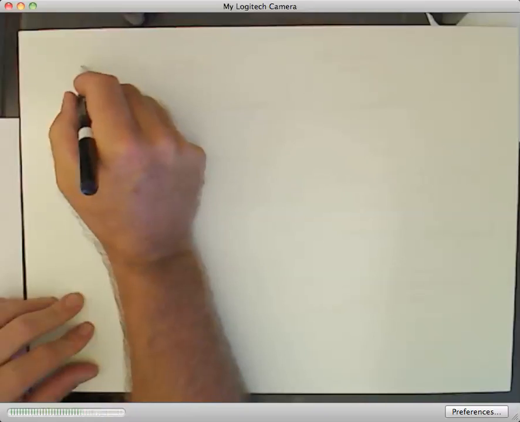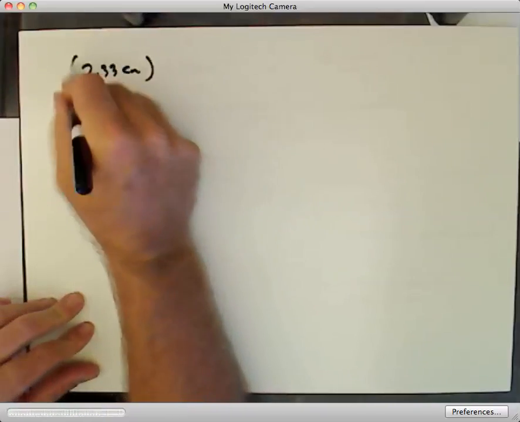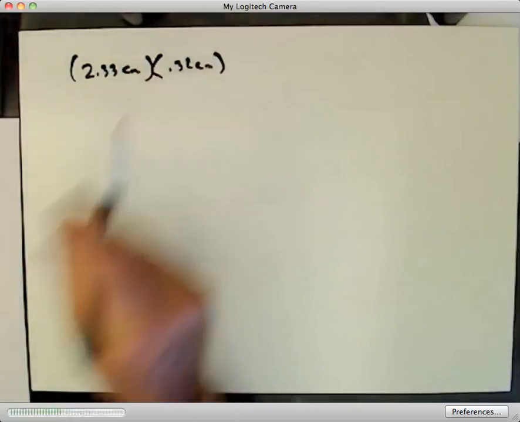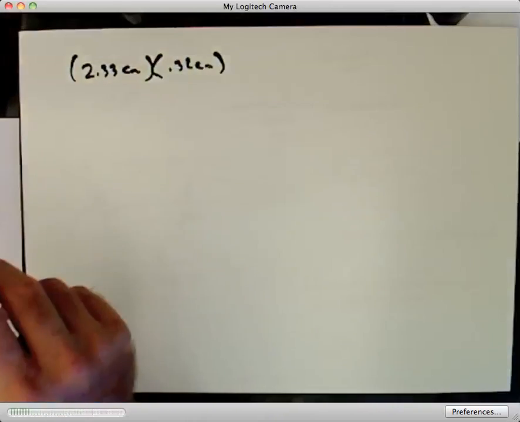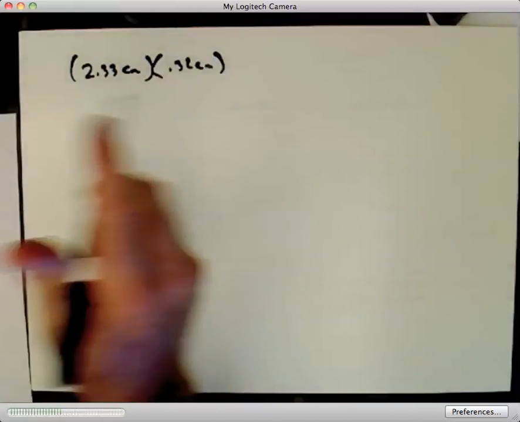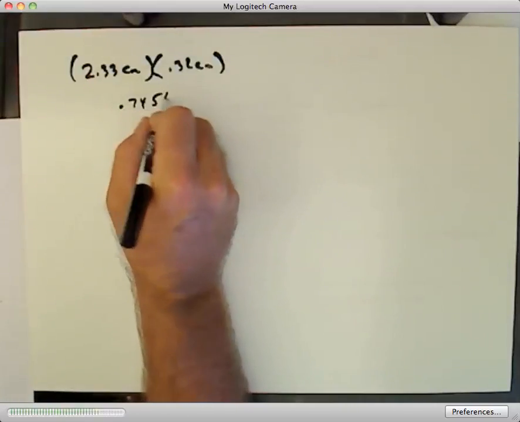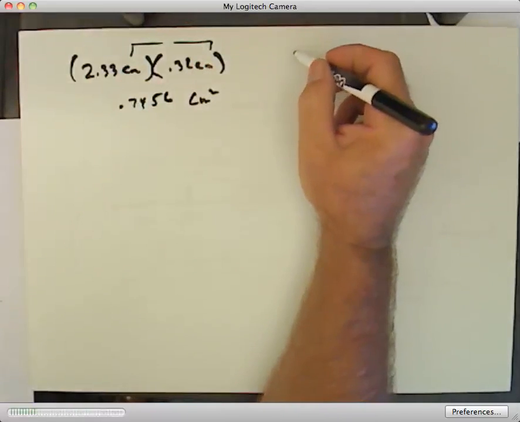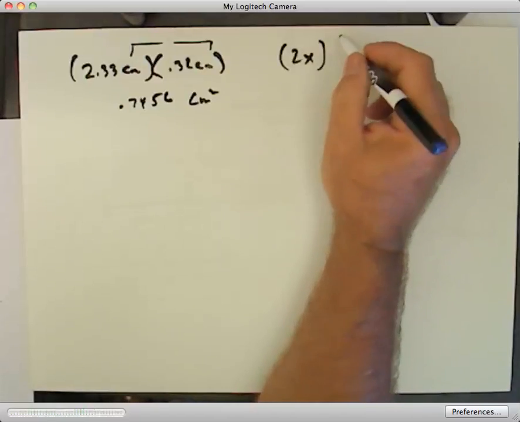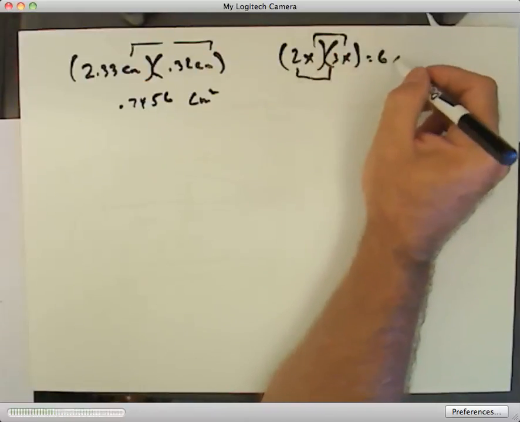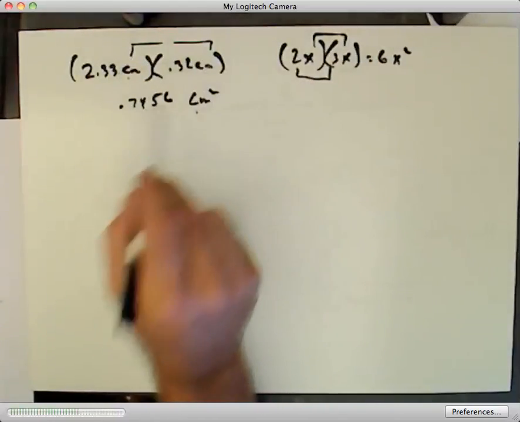So let's look at multiplying. Multiplying is different. You have 2.33 centimeters times 0.32 centimeters. First of all, they're both hundredths place, but that doesn't matter for multiplying. When you multiply 2.33 times 0.32, you get 0.7456. The units would be centimeters squared, because, as we did in class, if you had 2x times 3x, you do the numbers and get 6, and you do the letters and x times x is x squared. So centimeter times centimeter is centimeter squared.